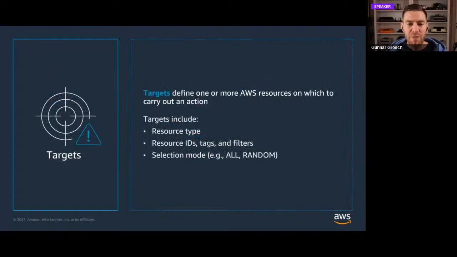Targets, well, they define one or more AWS resources on which to carry out an action. And you define targets when you create your experiment template. You can use the same target for multiple actions within the same template. And the targets, they include the resource type, the resources themselves through resource IDs or filters or tags, for instance. And then you have the selection mode. That is how many of the resources within the targets to include. That can be all or a random selection.